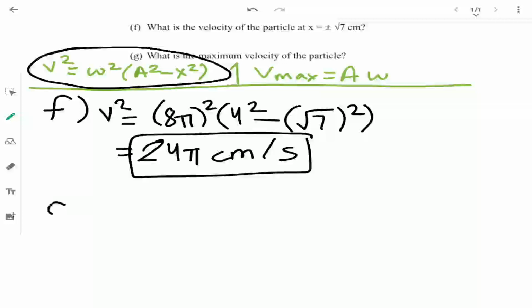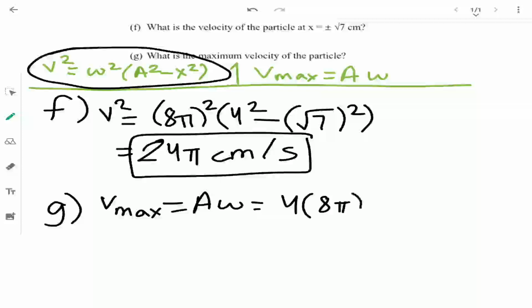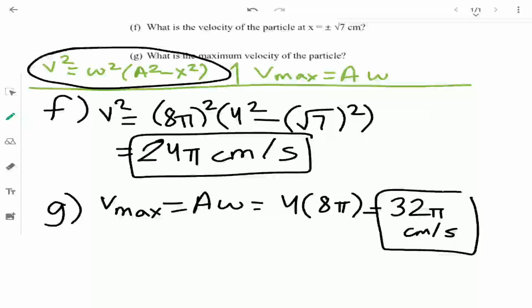Let's go to part G. Now, what is the maximum velocity? Again, v max, as we can see on the board, is equal to a omega. Now, let's substitute again. 4 times 8 pi, which equals 32 pi centimeters per second. So, as we can see here, the maximum velocity which the object will get is 32 pi centimeters per second, and at the position x plus or minus root 7 centimeters, the velocity of the object will be this.